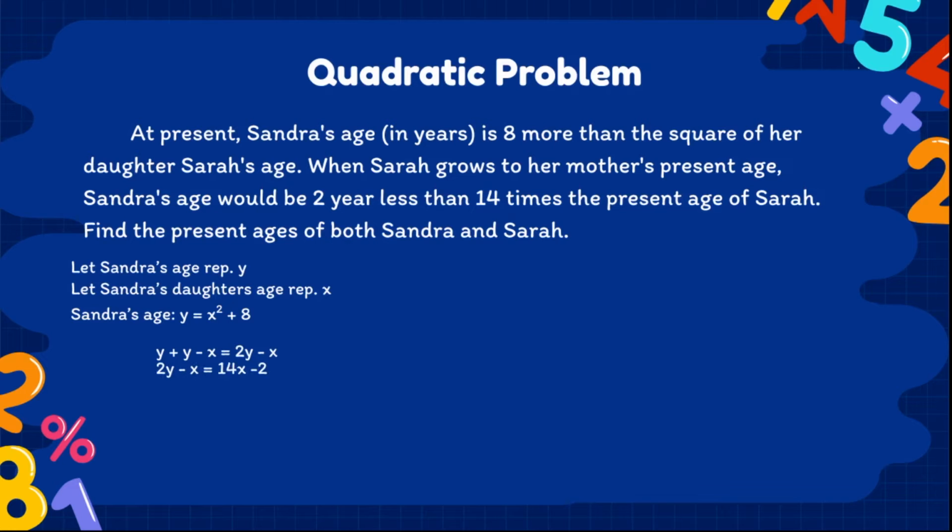The question says that Sandra's age would be 2 years less than 14 times the present age of Sarah once Sarah grows to her mother's present age. This means that 2y subtract x will equal 14x subtract 2. Since we already know that Sandra's age is y equals x squared plus 8, we can use x squared plus 8 to replace y in our equation, giving us 2(x squared plus 8) subtract x equals 14x subtract 2.